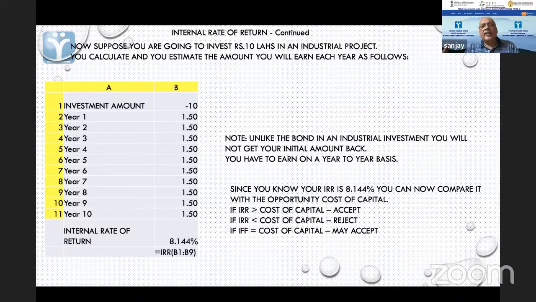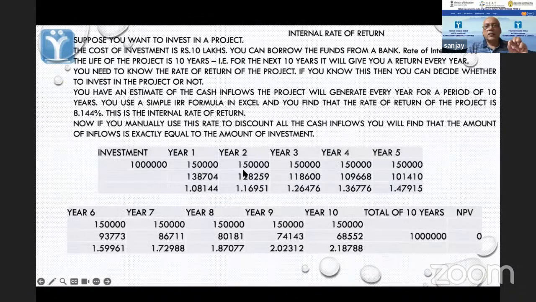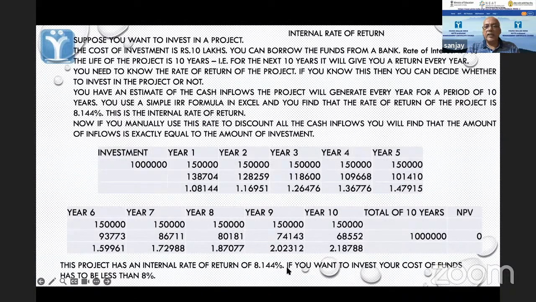By the same token, I can use cost of capital as something to compare this to. Suppose the cost of capital itself is 9%, and I am getting a rate of return which is 8.144%. Then there you are. You have a very clear financial indicator that you should not be doing this particular project. So, these concepts of internal rate of return, I've done this manually here for you. The same thing done manually using 8.144, and you can see that it becomes 0. The present value of all these cash inflows will be exactly 10 lakhs. So 10 lakhs you started with, 10 lakhs it ended with. If this is 0, that is my IRR. The project has an internal rate of return of 8.144%. If you want to invest, your cost of funds has to be less than 8%. This is the basic point which we are trying to make.